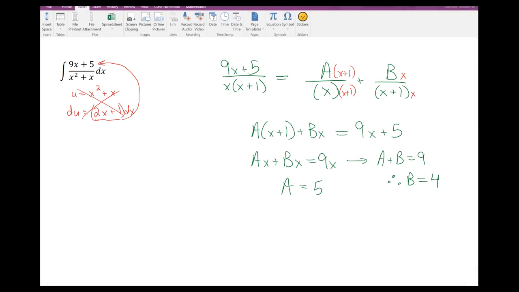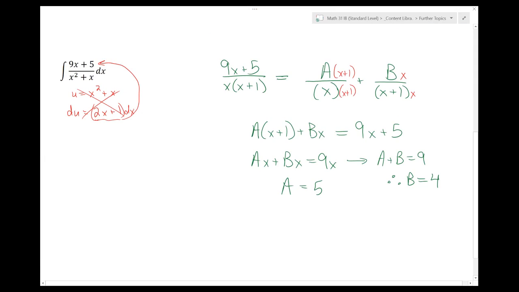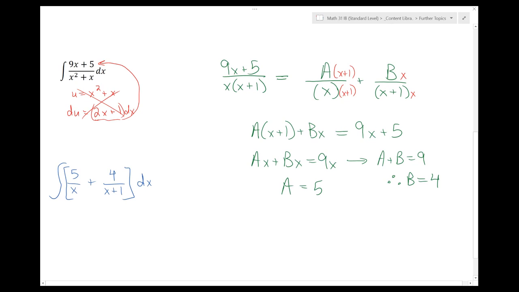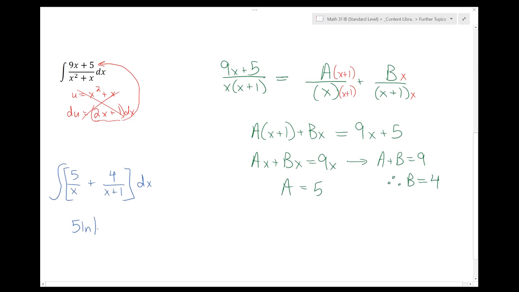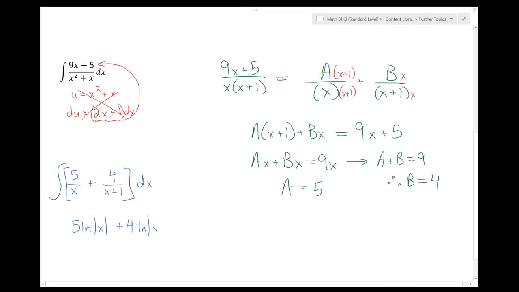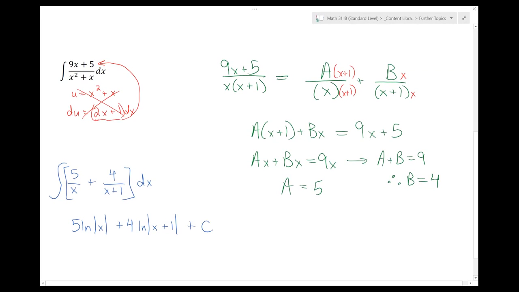So my original expression is equivalent to 5 over x plus 4 over x plus 1. That means the integral I'm trying to find is the integral of 5 over x plus 4 over x plus 1 dx. Each of these can easily be integrated using the rules above. So this is 5 times the natural log of the absolute value of x, recognizing that that 5 is just a coefficient I can factor out, and 4 times the natural log of the absolute value of x plus 1, plus some constant.